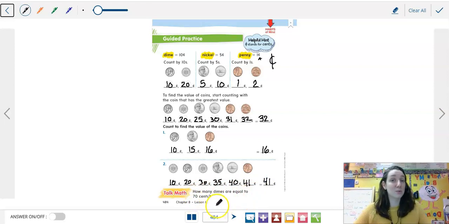How many dimes are equal to 70 cents? Well, think about it. Each dime is worth 10, so how many 10s are in 70? 7, so 7 dimes. Right, because that equals 70.